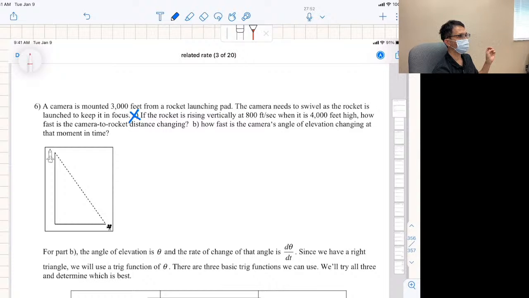Camera is mounted 3,000. We don't have to do A. You'll get an answer. If I remember, it is a 2-digit number over a 3-digit number. Camera needs to swivel. Rocket and launch. Keep it in focus.